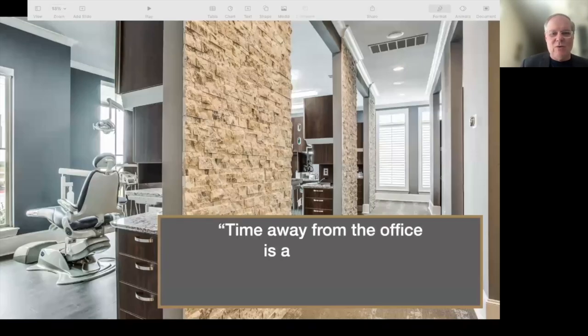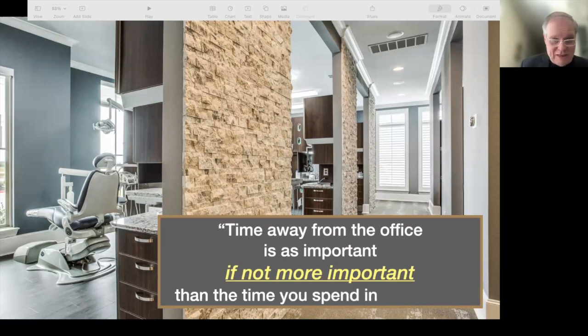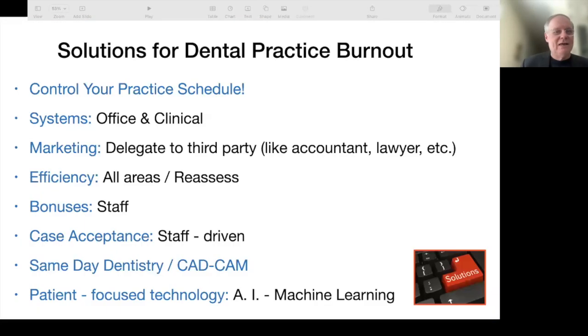The time you spend away from the office is as important, if not more important, than the time you'll ever spend in your office. Control your schedule, systems, marketing. Hire someone that's a marketer. Don't try to do it all yourself. I know nothing about social media, a little bit, but not a whole lot. Get someone who's trained to do that to take that over in your practice.